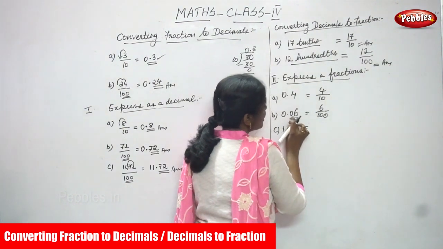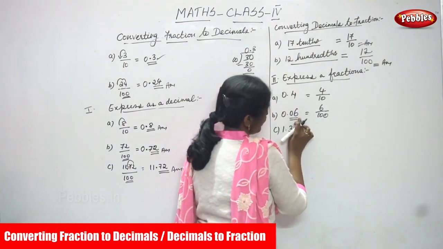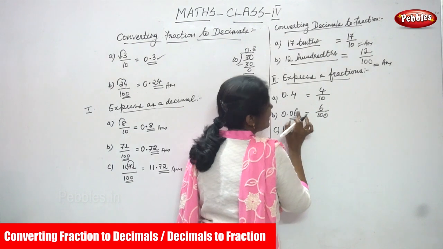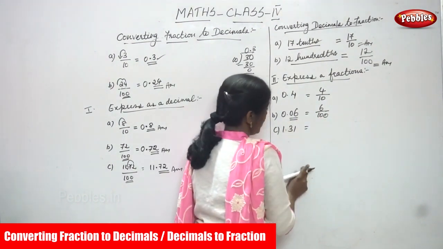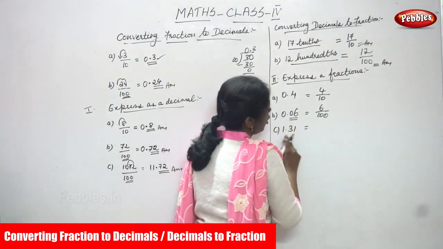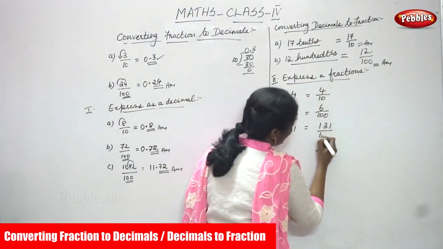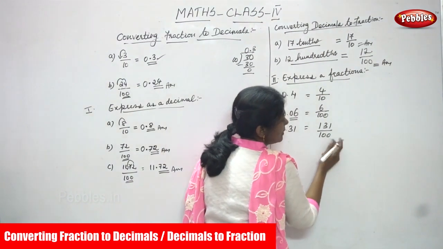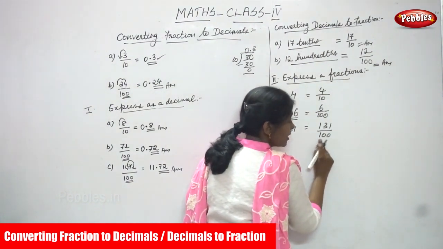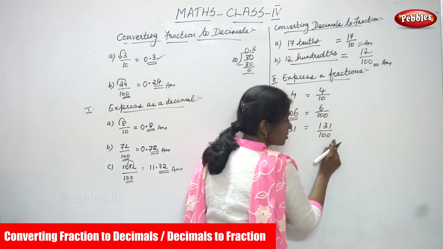So 0.06 is 0 tenths and 6 hundredths. That is 6 by 100. And 1.31, after the point how many digits? 2 digits. That is what we have written. So 131 divided by 100. The denominator is what number? 100. So how many zeros in 100?